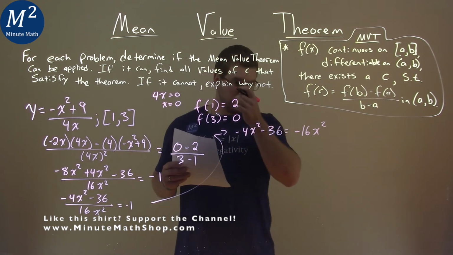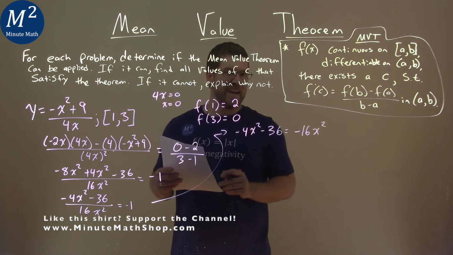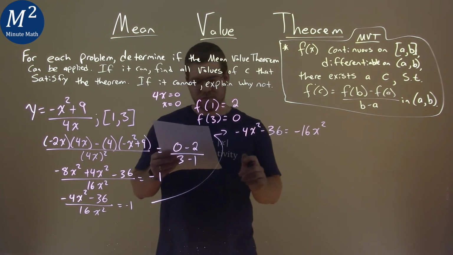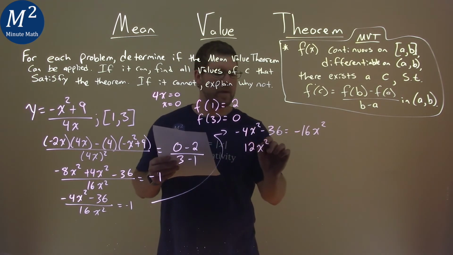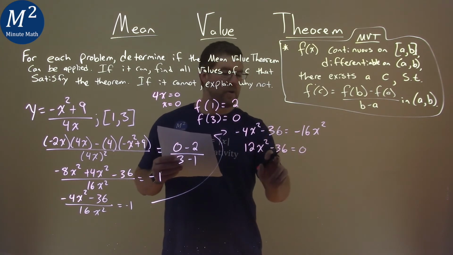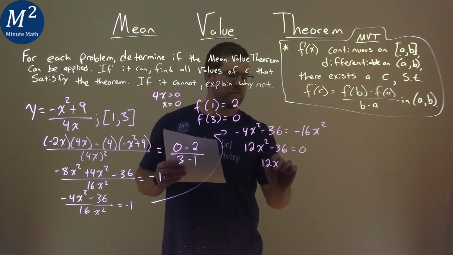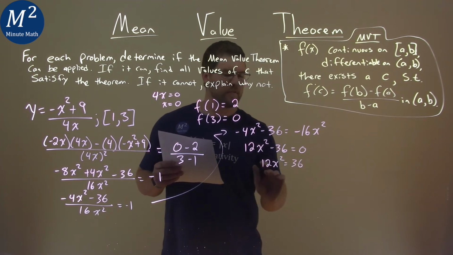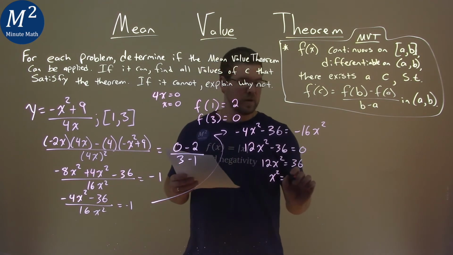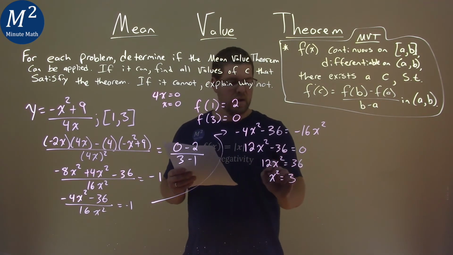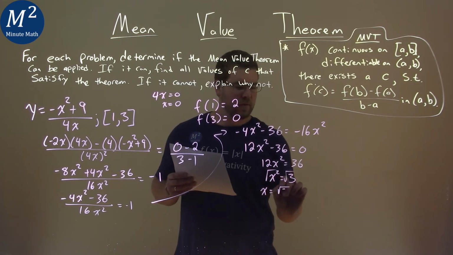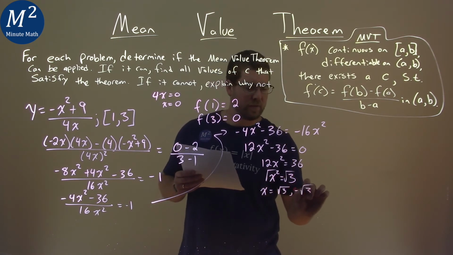So now let's go solve for x. I'm going to add 16x squared and 36 to both sides. And 16x squared plus negative 4x squared is positive 12x squared minus 36 equals 0. Add 36 to both sides, and we have 12x squared equals 36. Divide both sides by 12, and x squared is equal to 36 divided by 12, which is 3. We then take the square root of both sides, and we have x equals positive square root of 3 and negative square root of 3.